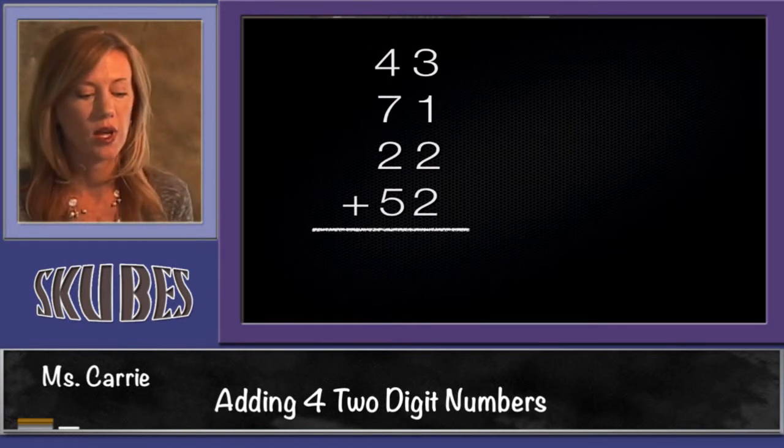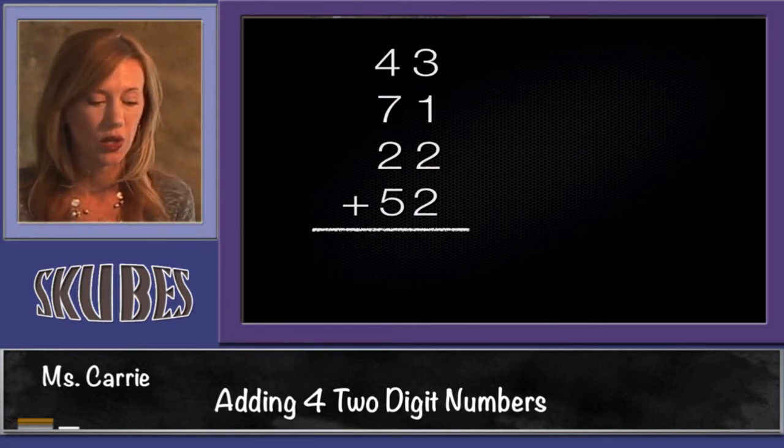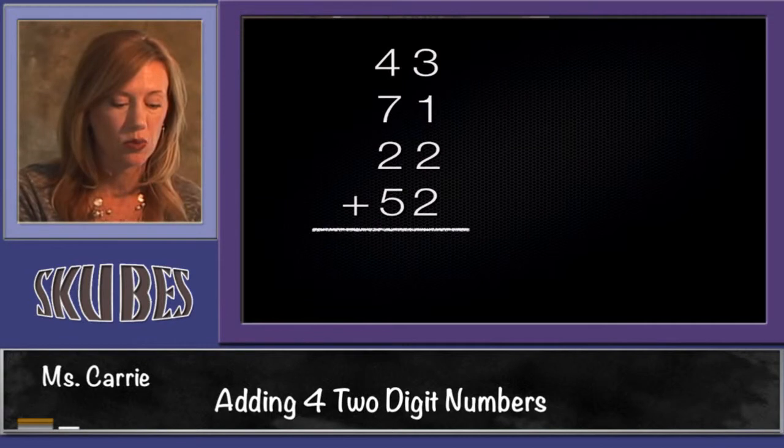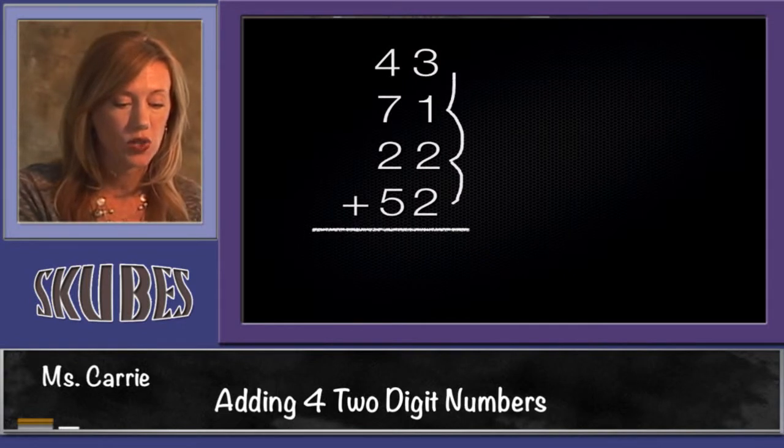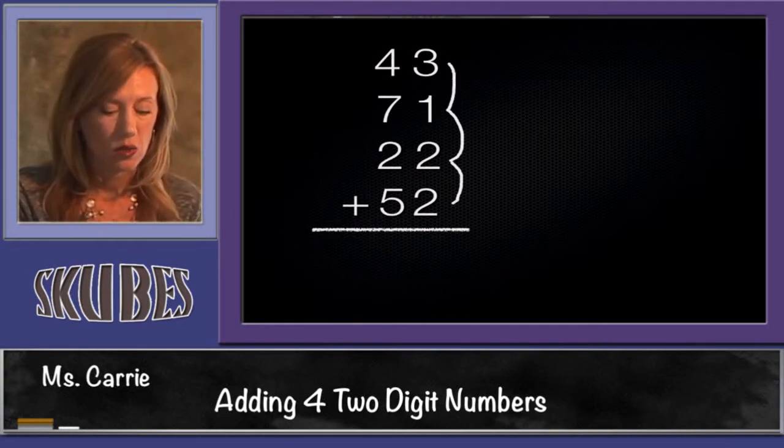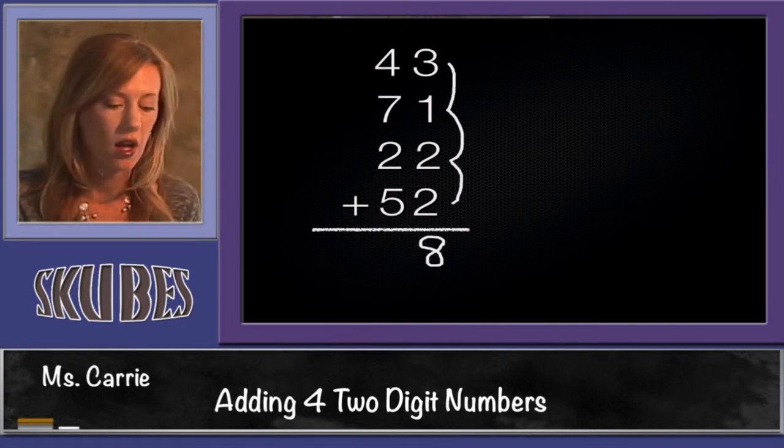43 plus 71 plus 22 plus 52. I know that 2 plus 2 is 4. I know that 4 plus 1 is 5. And I know that 5 plus 3 is 8. So we're going to put our 8 under the ones column. Now move over to our tens column.